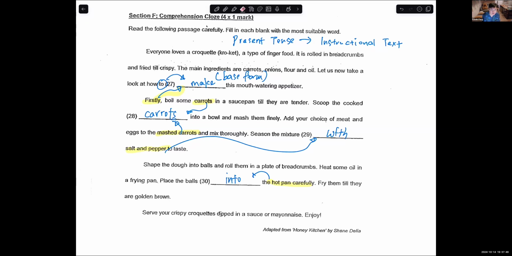Tomorrow we'll go into comprehension and visual text. Okay, we'll talk more about comprehensions and visual text. Okay, if no questions, then that's all.